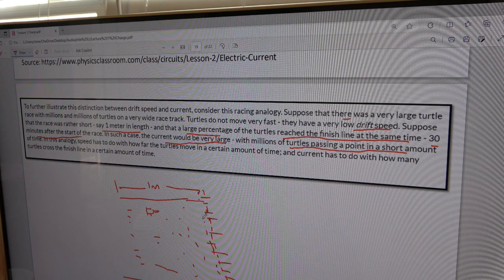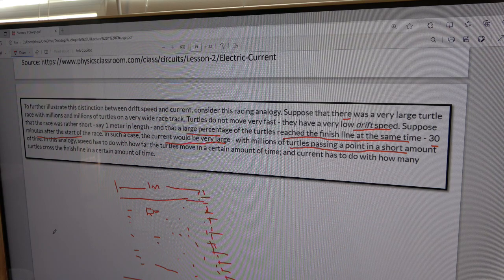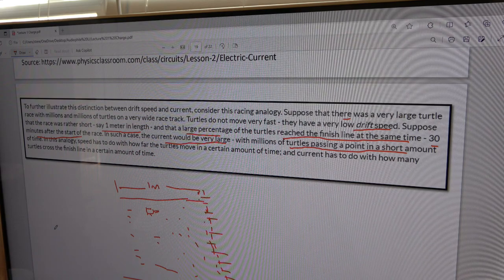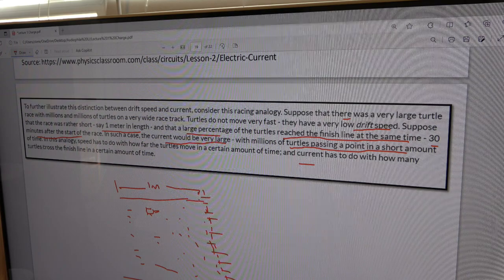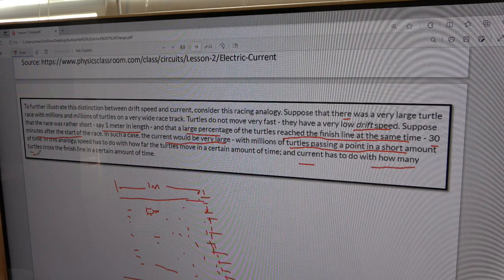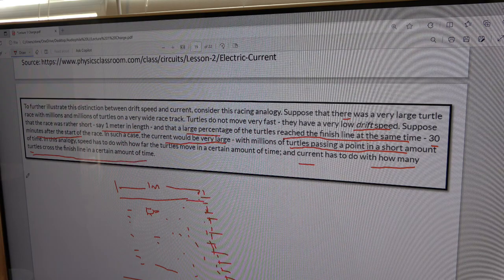Because they're small relative to the width of the racetrack. But their drift speed is low. And each turtle is a charge carrier. So speed has nothing to do with it. The current has to do with how many turtles cross the finish line in a certain amount of time, not their speed. Same with electrons.